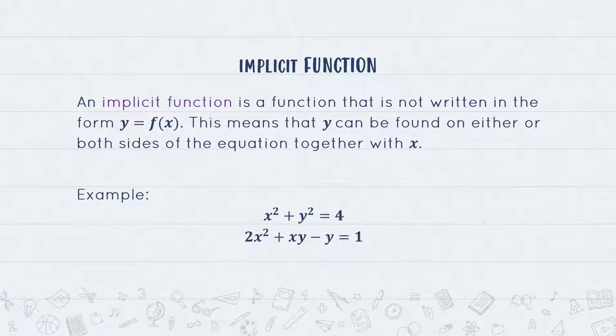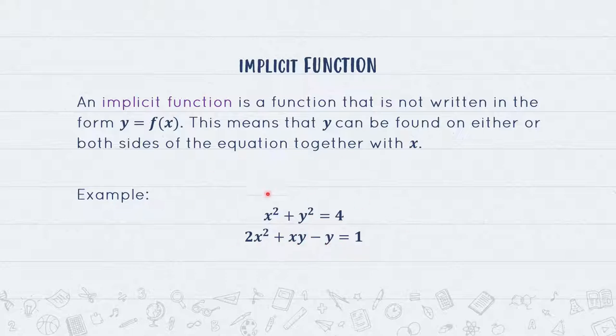Okay, when we say implicit function, an implicit function is a function that is not written in the form y equals f of x. This means that y can be found on either or both sides of the equation together with x. An example of that, we have x squared plus y squared equals 4. We also have 2x squared plus xy minus y equals 1.